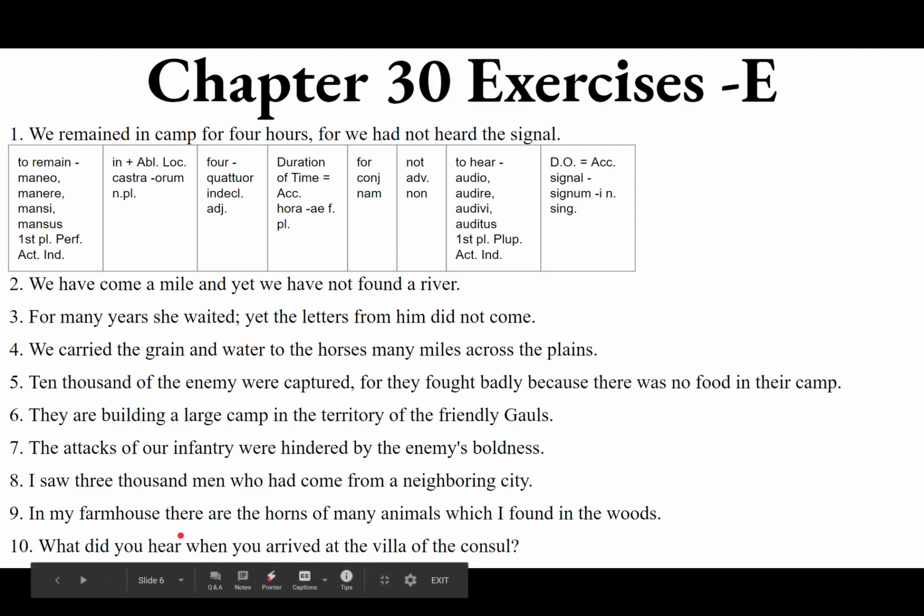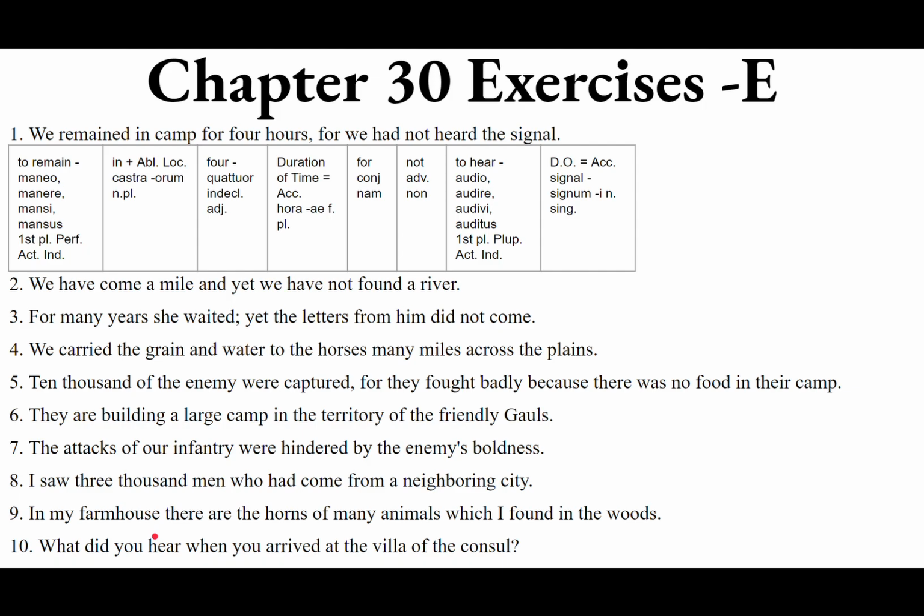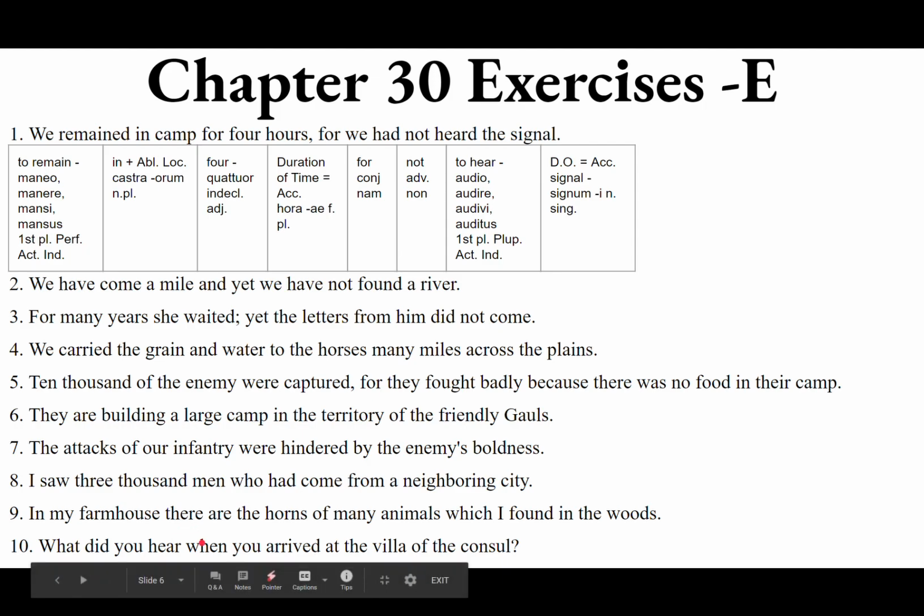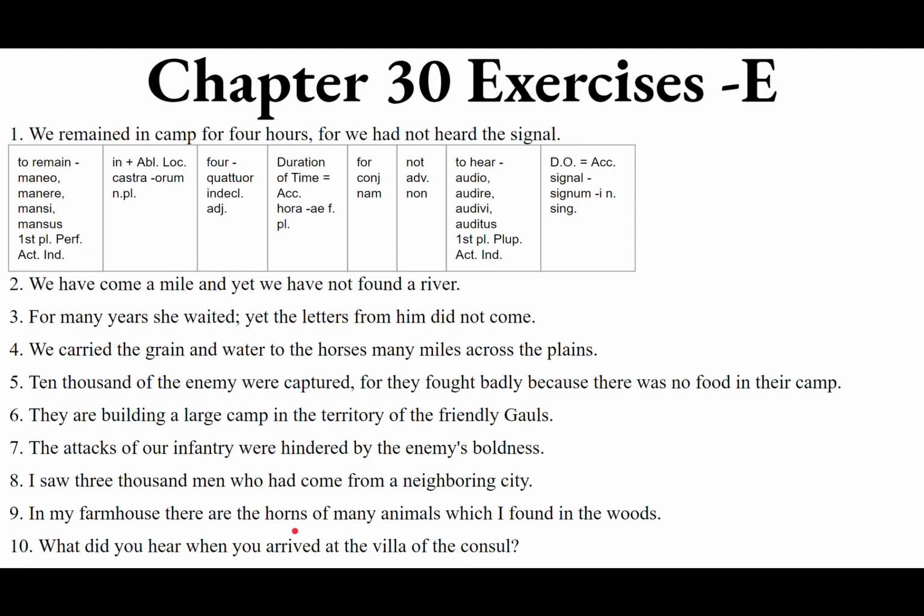Quid did you hear? So we want the accusative here, what, because the verb is hear and you did it, because you are the subject of that verb. Second person singular, it's perfect, it's active, and it's indicative of audio, audire, audivi, auditus. So audivisti. Quid audivisti? What did you hear? Quid audivisti? What did you hear? When? We want ubi. When you arrived, you did it. Pervenio, pervenire, perveni, perventus. Second person singular, perfect active indicative.